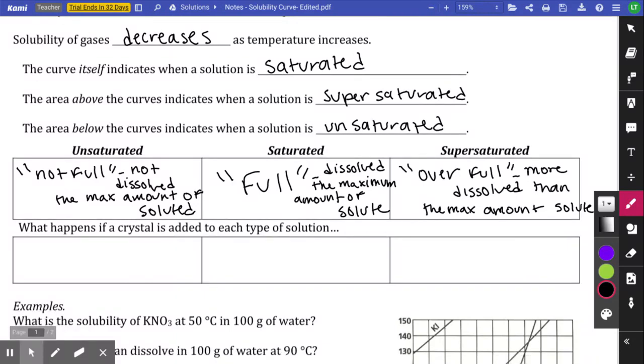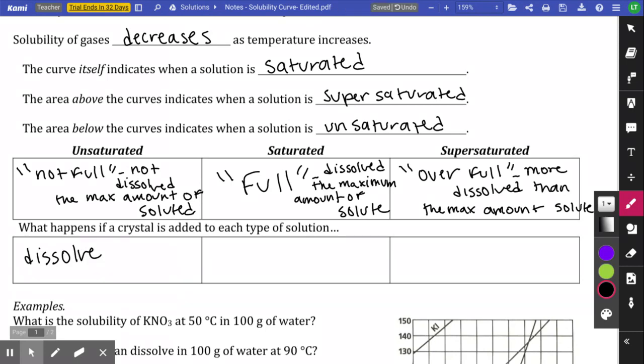So let's talk about what happens if I add a crystal to each type of solution. When I'm talking about adding a crystal, like if I had sugar dissolved in water, what would happen if I added one more piece of that sugar or one more piece of that salt, whatever your solute is. For an unsaturated solution, if I added one more piece of solute to that solution, it would dissolve. It should dissolve.